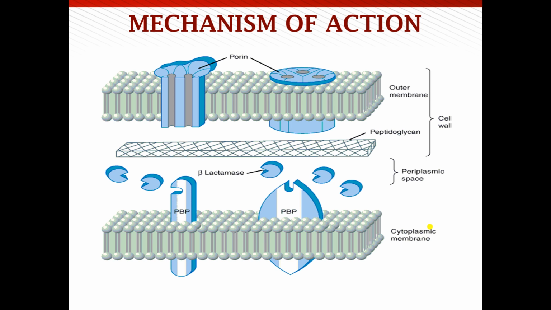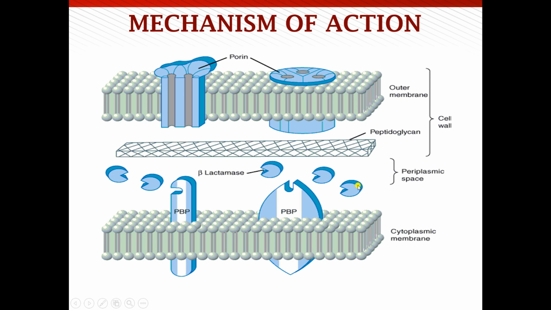Just revising the structure of the cell wall. Bacterial cell wall consists of two layers. One is the inner cytoplasmic membrane and the other is the outer membrane. Just beneath the outer membrane there is a peptidoglycan layer, and penicillin and cephalosporins act on this peptidoglycan layer to inhibit the cell wall synthesis. In the inner cytoplasmic membrane there are penicillin binding proteins, and in the outer membrane there are porin channels which allow the entry of molecules inside the bacterial cell.